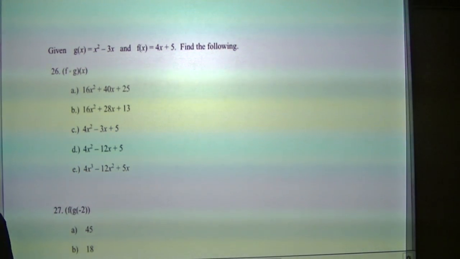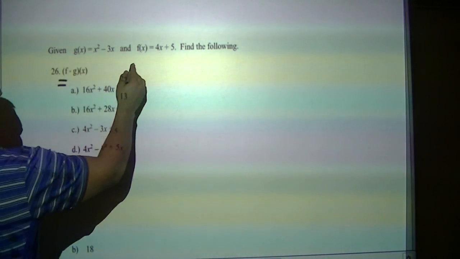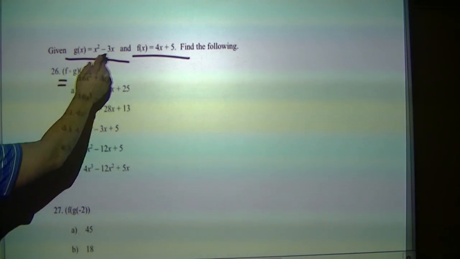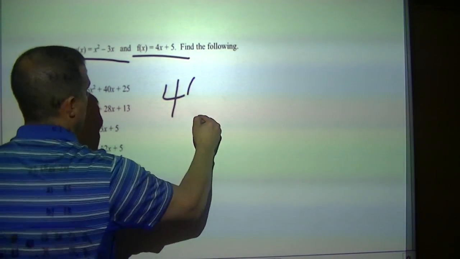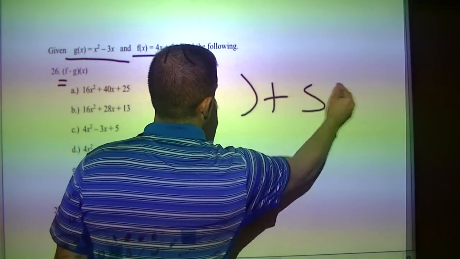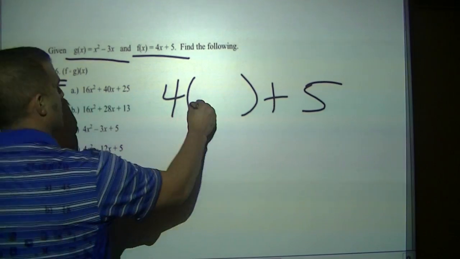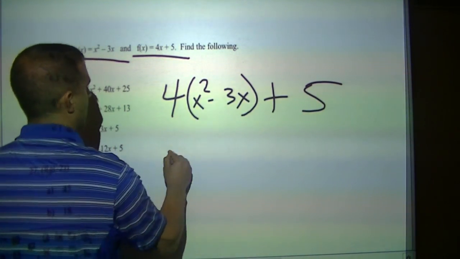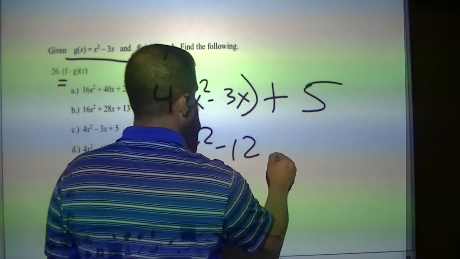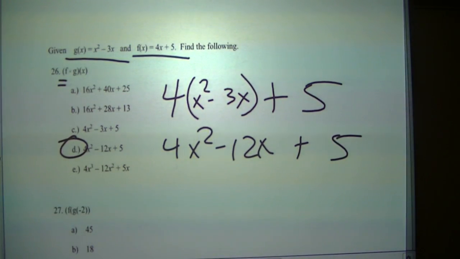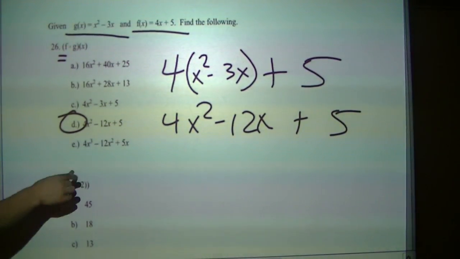F of g of x. So what that means is I'm going to lead with the f function. Be careful. Make sure you watch your letters. Okay. Lead with the f function. So that's 4 plus 5. Okay. Space there. I'm going to put in that behind it. So I got 4x squared minus 12x plus 5. Which is D.